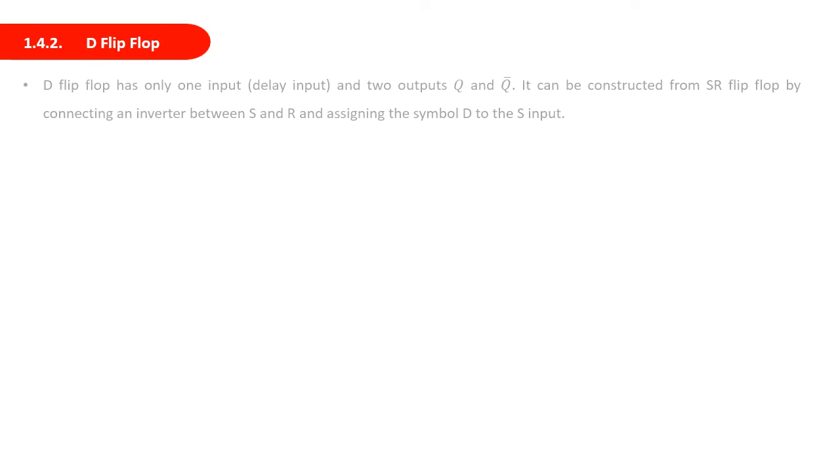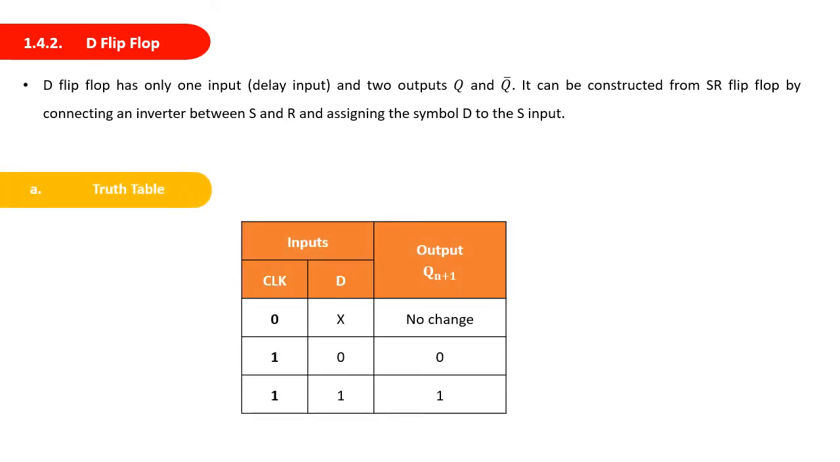Now, if you check the truth table for the D flip-flop, which is given in the slide, the inputs are the clock and D. These are the two inputs, and Qn plus 1 is the next state.